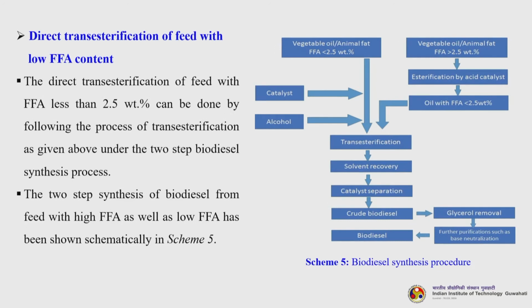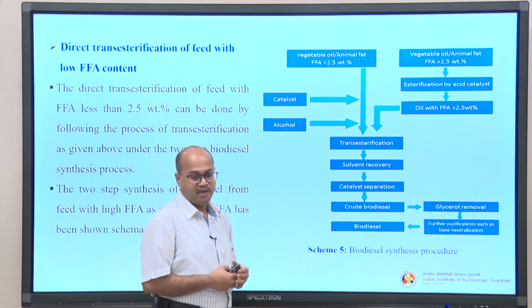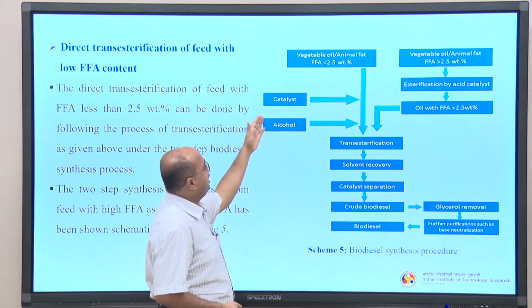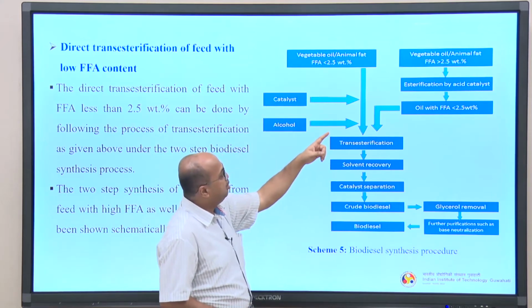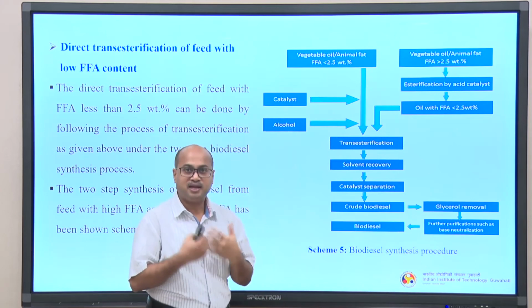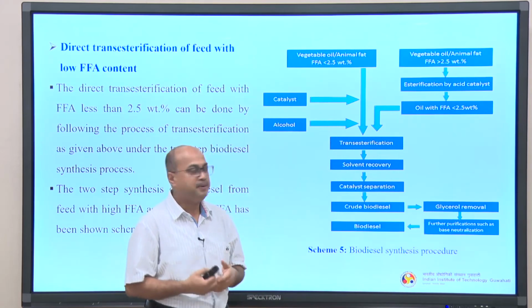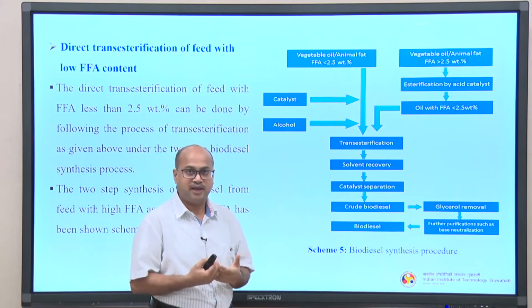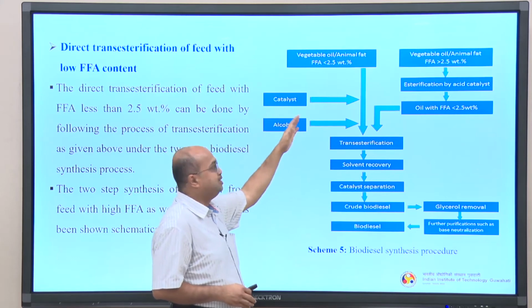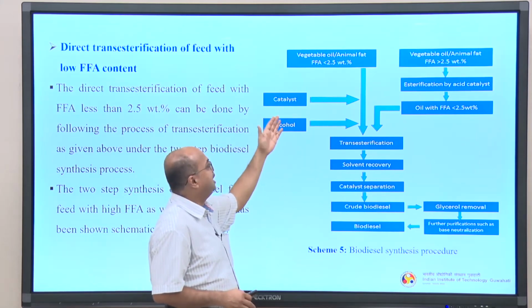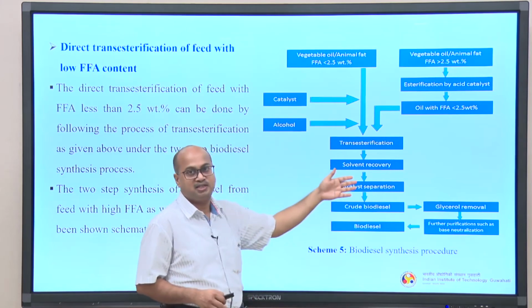Okay. So, this is the direct transesterification of the feed with low free fatty acid content. So, we can see that vegetable oil or animal fat with less than 2.5% free fatty acid, you can add catalyst and alcohol, so you can go for the transesterification. Here, vegetable oil and animal fat which have greater than 2.5 weight% of free fatty acid will be esterified first. So, try to understand the two different processes. Here if the free fatty acid content is less than 2.5 weight%, then you can directly add a catalyst and alcohol and you go for the transesterification.